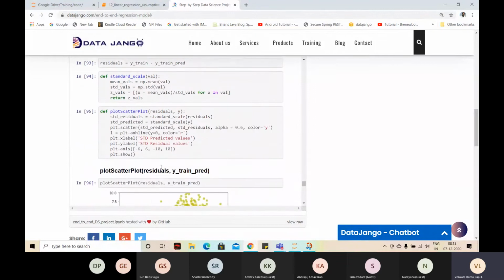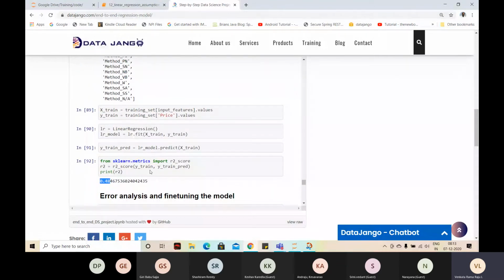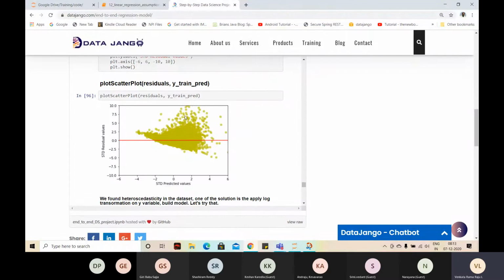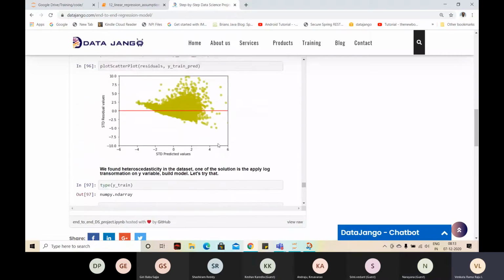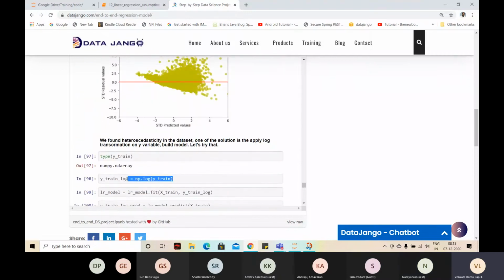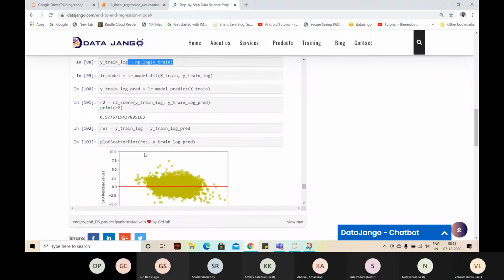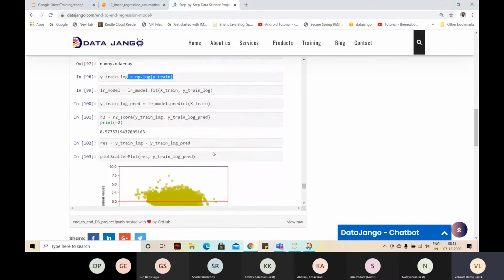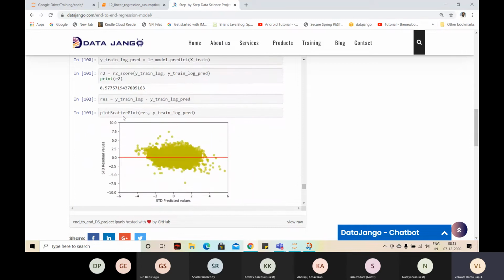Then I had already built a linear regression model, right? I did a predicted versus residuals plot. See this? Do you see a funnel shape here? Yes. That's where we applied log transformation. Then I built a model, and now the funnel shape is gone. But still the model is giving only 57% accuracy. That means there are other problems also.